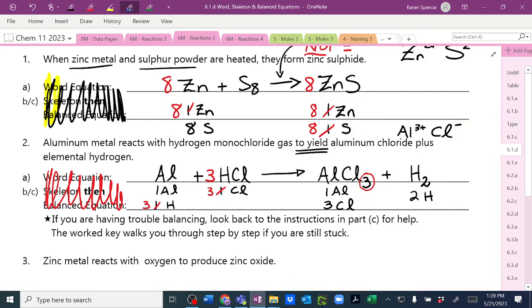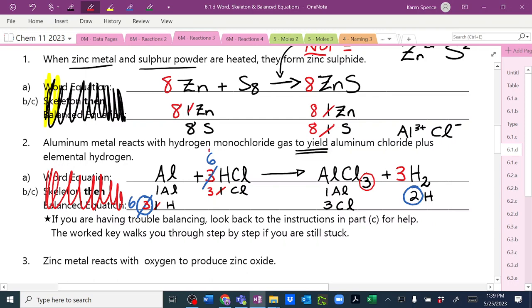Now I want you to take a little look here. We now have 3 hydrogen on the left and 2 hydrogen on the right. What do we do when we have a 3 and a 2? We want to go for 6. So we're going to try and get 6 hydrogen on each side. So what do I have to do here to get 6 hydrogen? I just have to get rid of that 3 and replace it with a 6. So that's going to give me a 6. And how do I get 6 hydrogen on the right? I put a 3 in front of the H2.